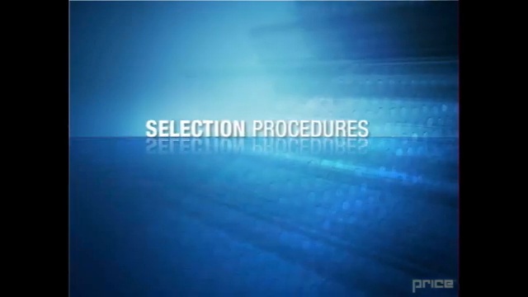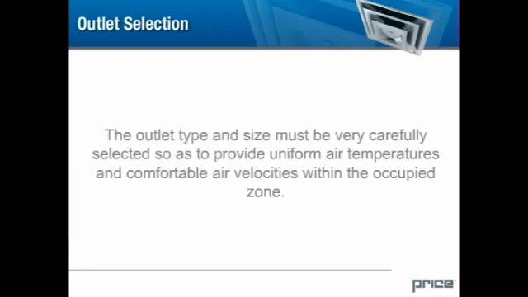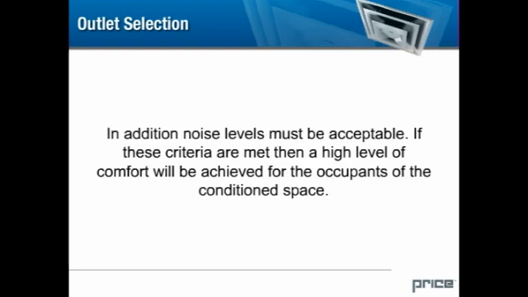Selection procedures. Outlet selection. The outlet type and size must be very carefully selected so as to provide uniform air temperatures and comfortable air velocities within the occupied zone. In addition, noise levels must be acceptable. If these criteria are met, then a high level of comfort will be achieved for the occupants of the conditioned space.